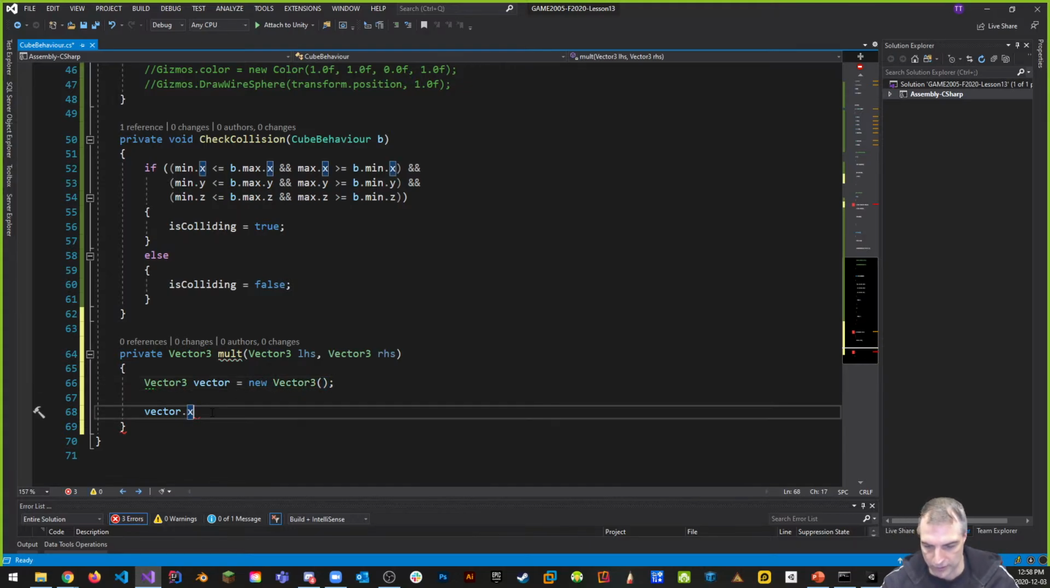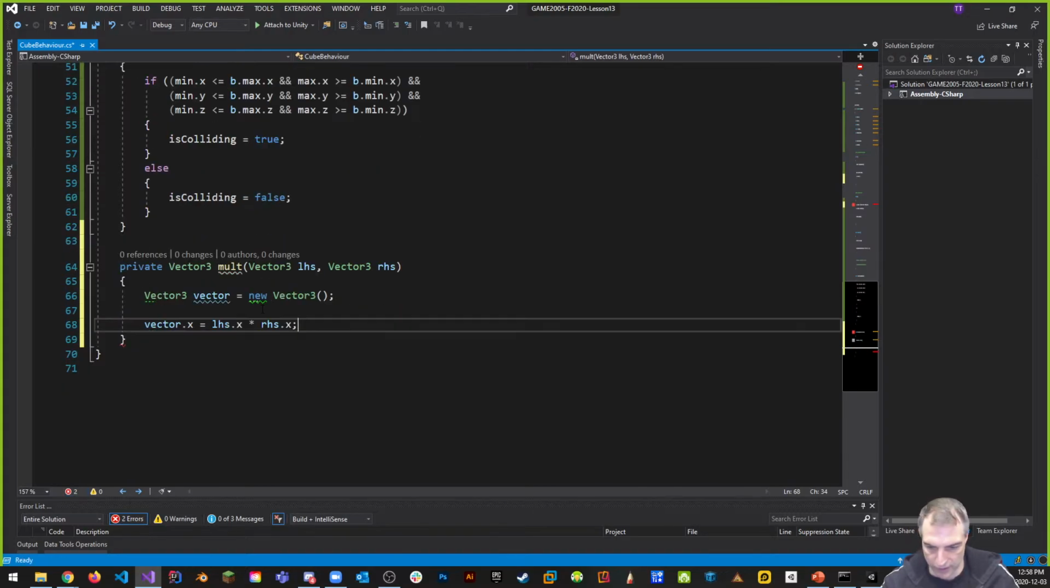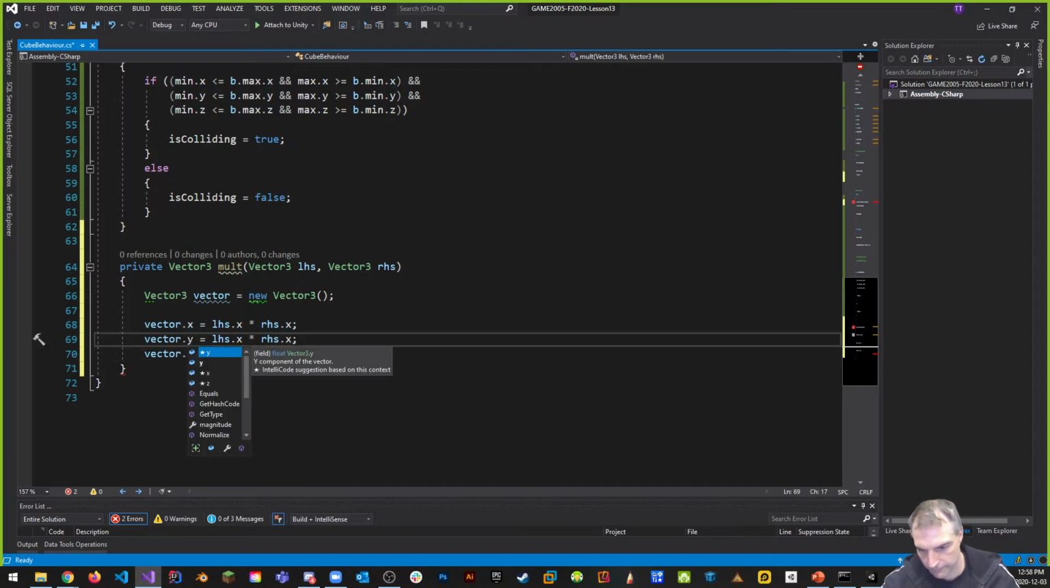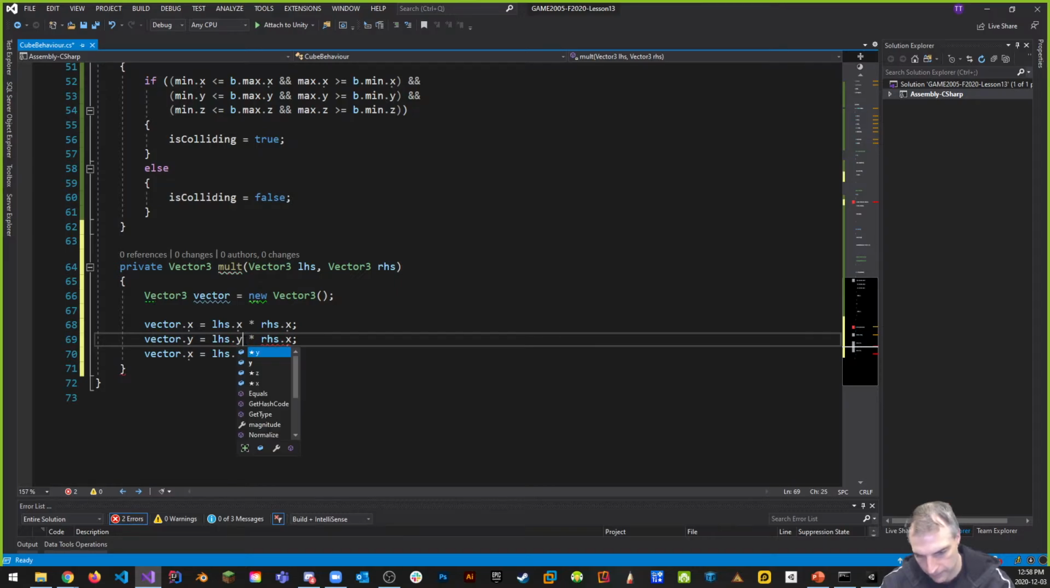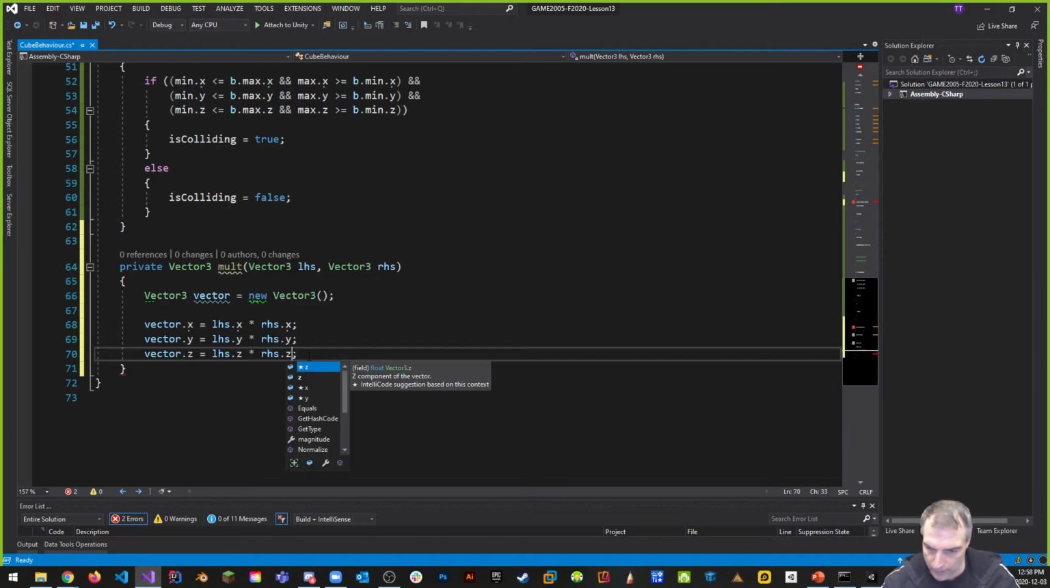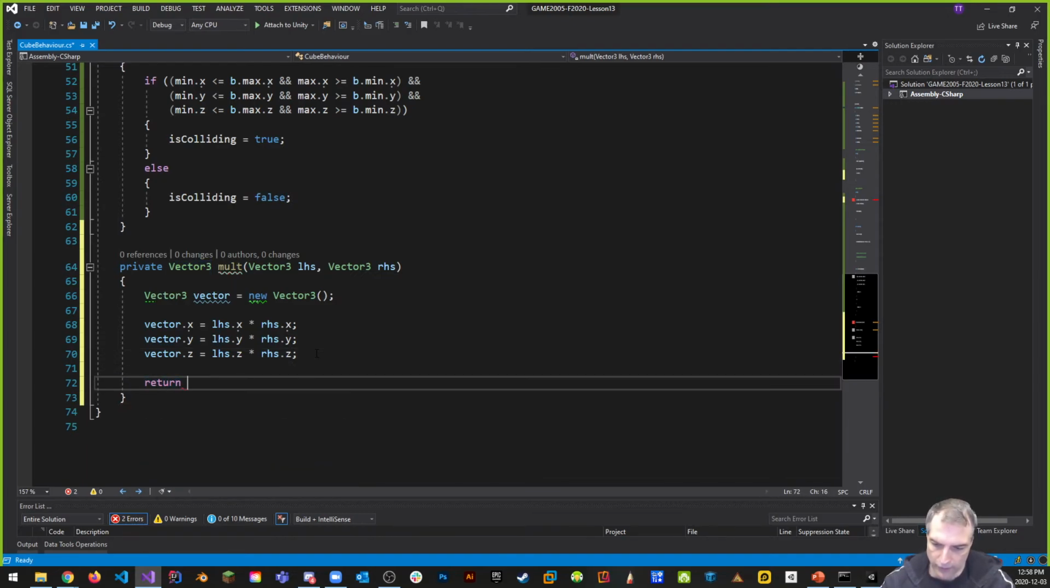We need to use the new keyword in C#. Vector dot x is equal to left-hand side dot x times right-hand side dot x, and we're gonna copy paste this for all of them, since it can't do it. Y, and y, and I'm surprised it doesn't do it. I probably did something wrong, but that's okay, because I'm pretty sure they have this overload. All right, and return vector.